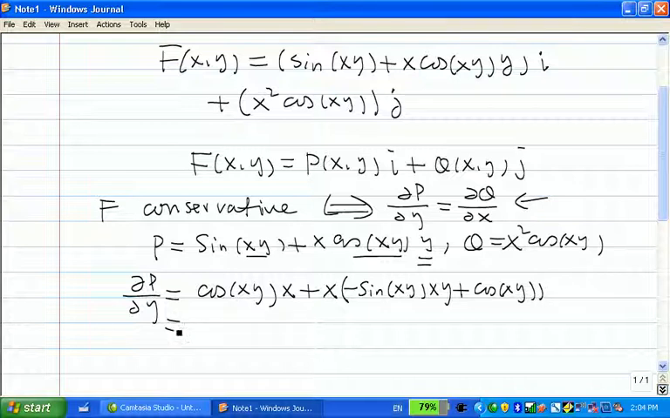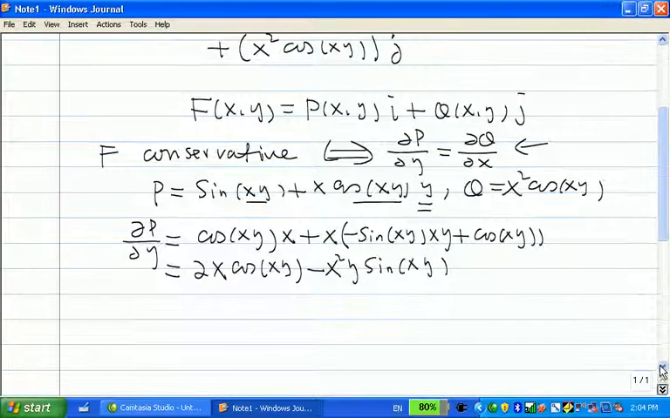Let me simplify this a little bit. We have x cosine xy and another x cosine xy, so we get 2x cosine xy. The other term is minus x squared y sine xy. That gives you partial P with respect to y. Now let's find partial Q with respect to x.